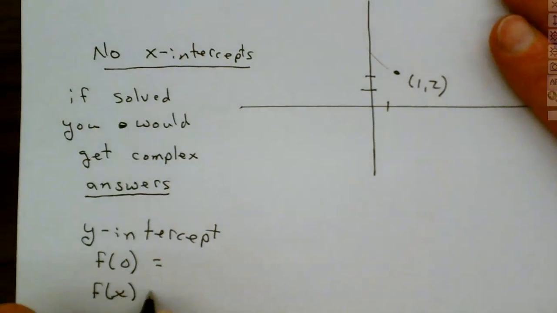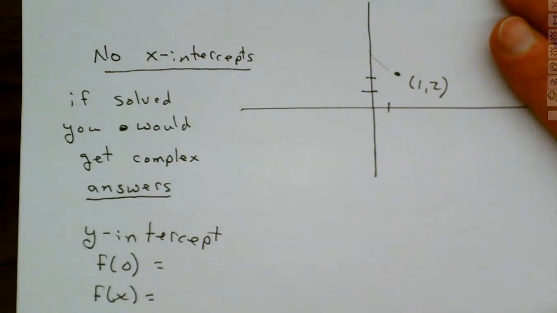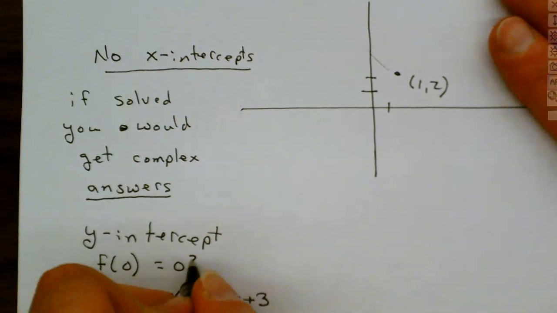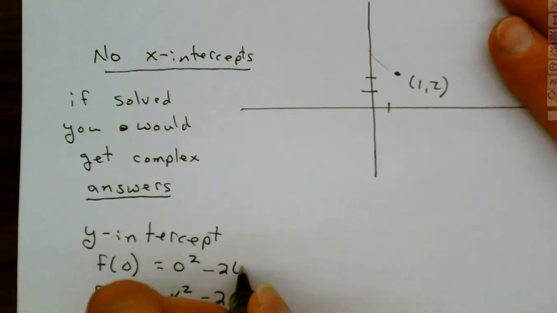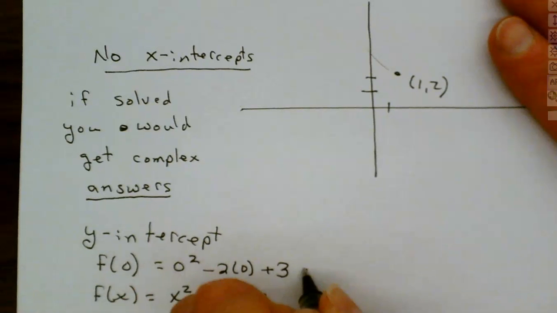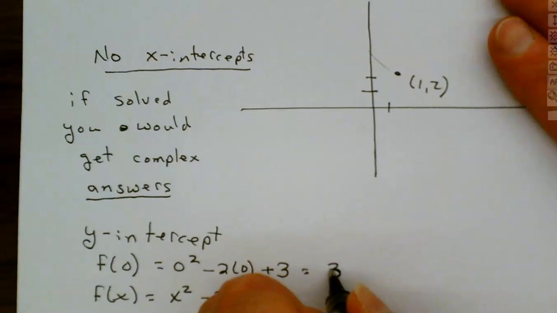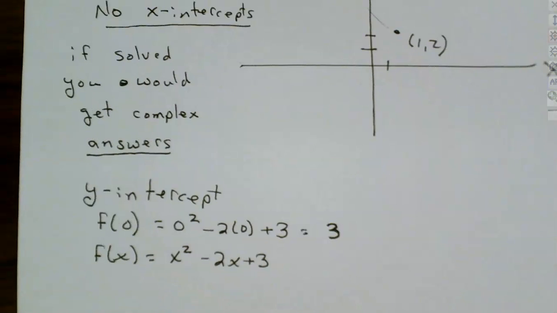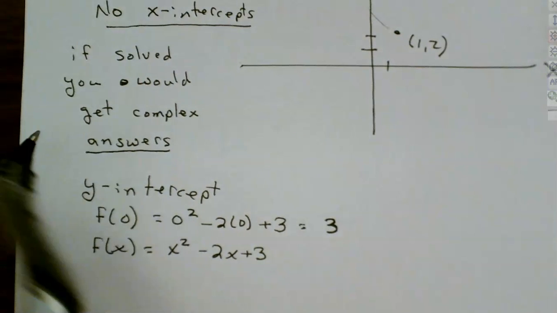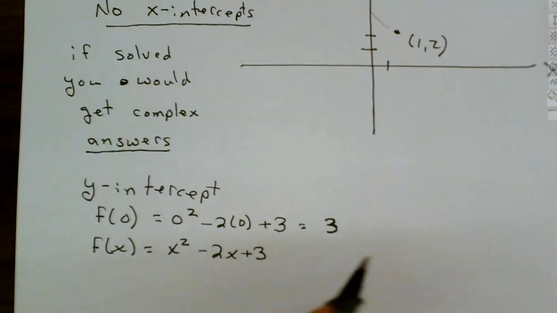Just so we have it, our original function, f of x, is x squared minus 2x plus 3. And we want to find f of 0. So we're going to plug in our zeros here. And what does that then come out to give you? Okay, 3, right? Because 0 squared is gone, gone. That gives you my 3.